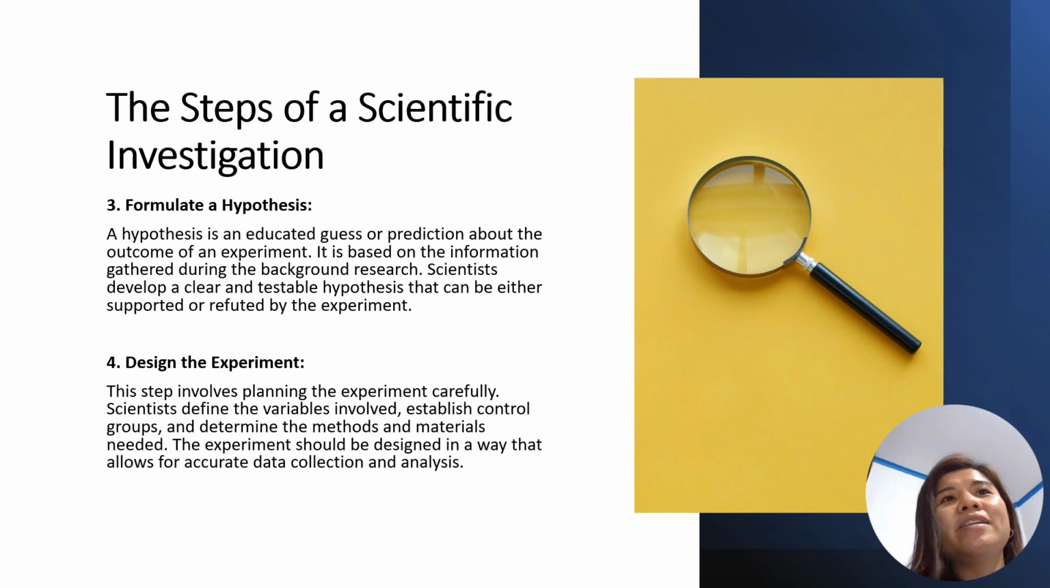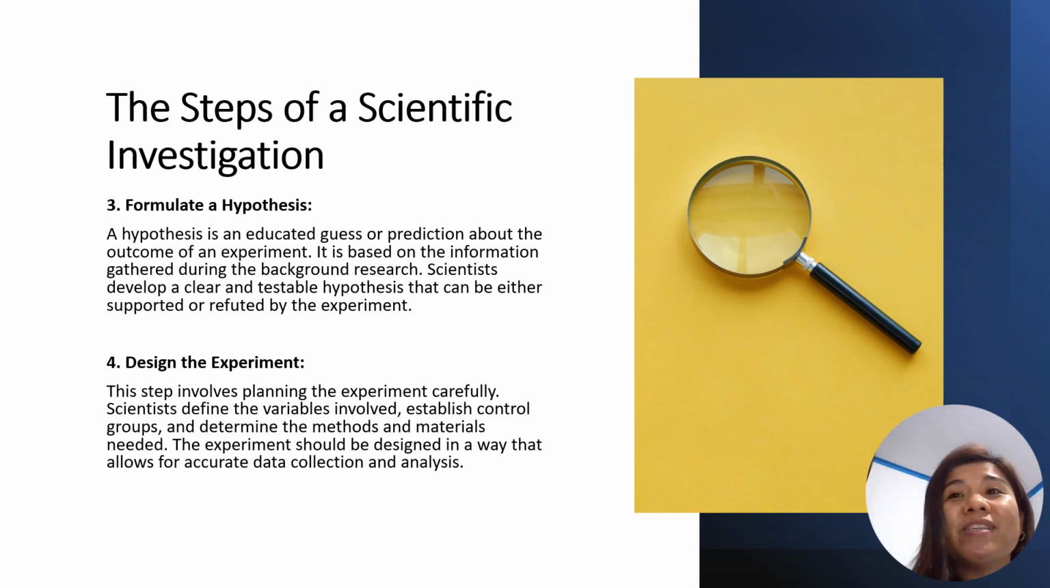Then we have step 3 of the steps of a scientific investigation, which is formulate a hypothesis. So what is a hypothesis? It is defined as an educated guess or prediction about the outcome of an experiment. It is based on the information gathered during the background research. Scientists develop a clear and testable hypothesis that can be either supported or refuted by the experiment.